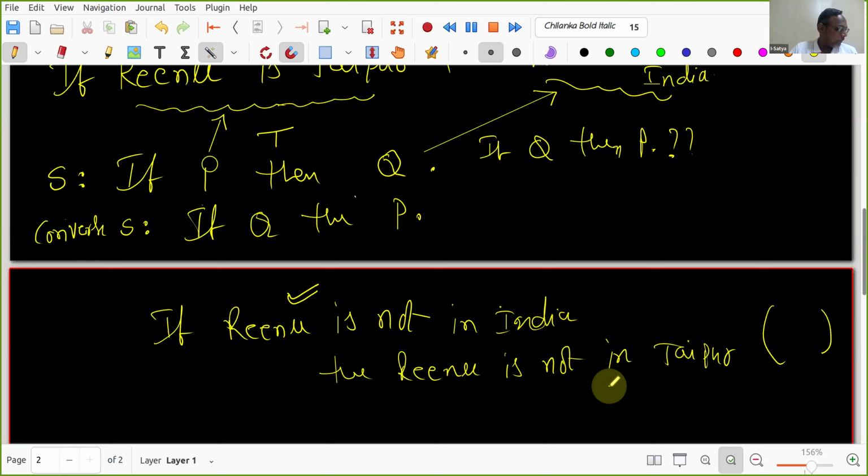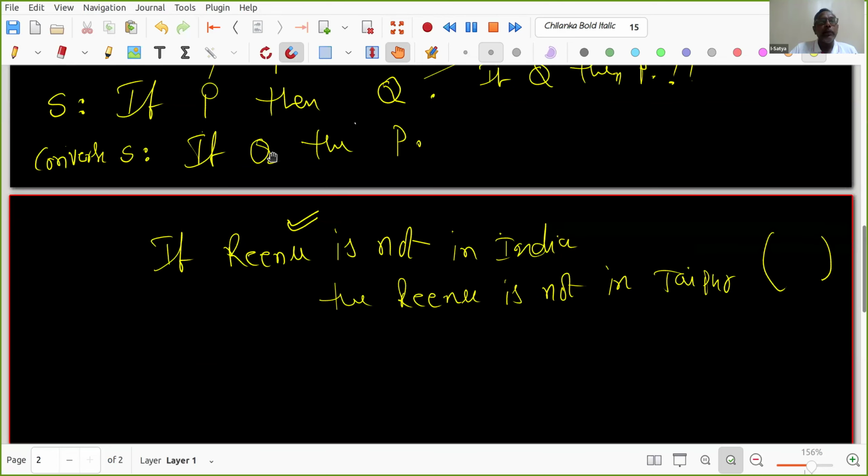So room number 9, Renu, are you there? Yes, sir. Please tell me, is it true? Yes, sir. Yes, it is a true statement. Why is it true? If she is not in India, automatically she is not in Jaipur also, right? Good. So how do you write this in terms of Q and P?